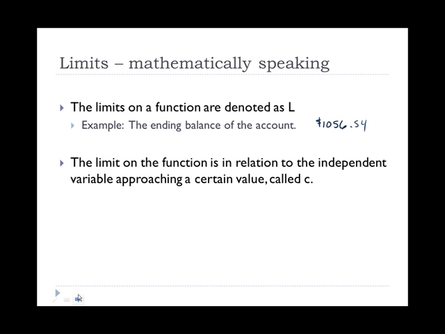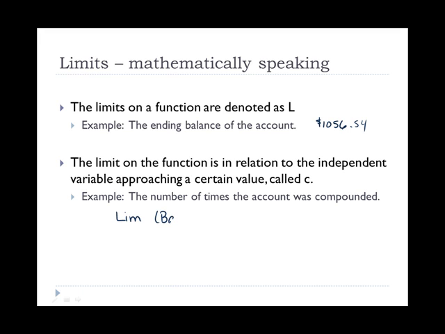And the limit of the function is in relation to the independent variable. And we call that C, that certain value. So in the example that we just had, the C, or the independent variable, was the number of compounds. So the limit of our bank account, and this is how we would write it, as X approaches C. And C, in our other example, instead of writing as X approaches C like that, we would write as X approaches daily compounding was 1056. Okay? So the limit of our bank account as the number of compounds goes to daily equals 1056. That's how we would read that limit statement.